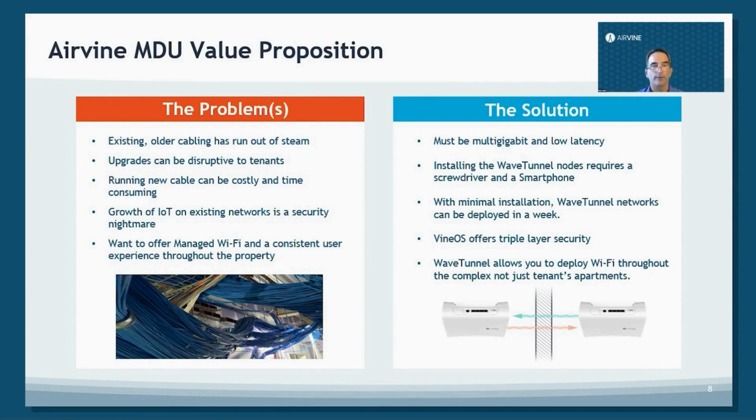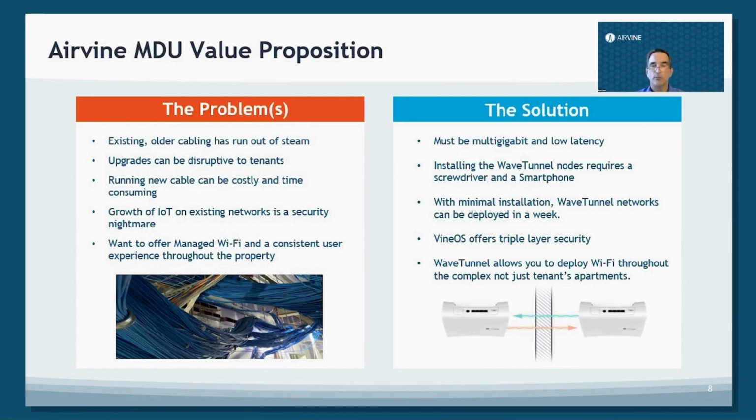And then the last problem that we talk about: as a building owner, you'd like to offer managed Wi-Fi. Maybe today you've got a third party doing that. And you think, I could use that revenue stream. I'd like to do that. But guess what? The network that was installed for that managed Wi-Fi by that third party belongs to them, not you. And so if you want to get into managed Wi-Fi, you need to deploy your own network. With WaveTunnel, that's a simple and fast exercise.